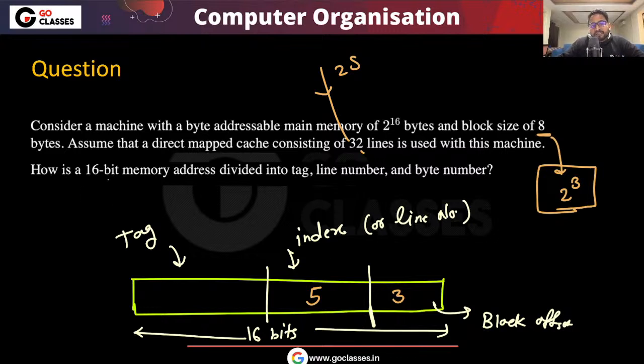The 16-bit memory address, which is already given, is divided into tag, line, and byte number. So what is the tag? This is 5 plus 3, 8, and 8 is remaining. So 8, 5, 3 should be your answer.